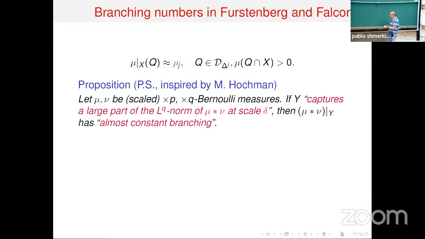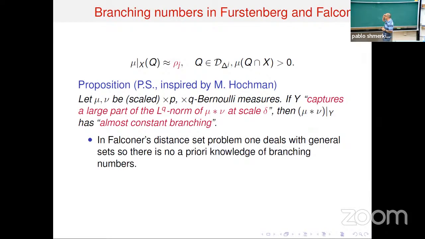And this sort of idea is definitely not new. It was used by Mike Hochman and by Bourgain and by other people before. But what is new is the L^q norms that appear here. Unfortunately, I only have 1 minute, so I cannot tell you anything more about this. But in Falconer's problem, the sets and measures are completely general. So the rho j can be anything.